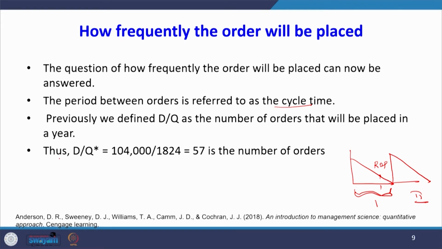Okay. So, how did we get this number of orders? D upon Q star. Q star is our economic order quantity. So, 1,04,000 upon 1824, there will be 57 times we have to make the order. So, 57 is the number of orders.